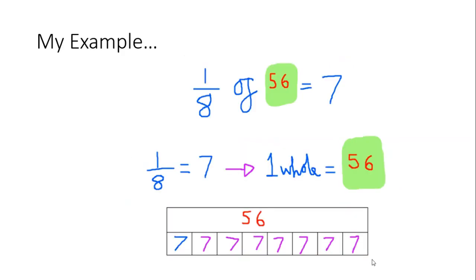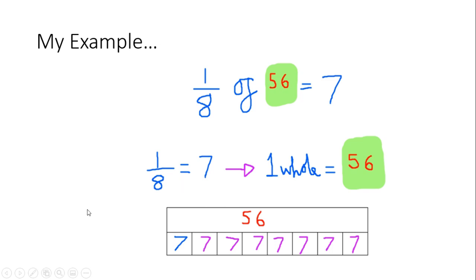This is the next technique that we're going to revise. So for this part, you just need to listen. So yesterday we had a go at finding 1/8 of something equals 7. Okay, so I've put the answer in already because I've worked it out, but yesterday it was blank.